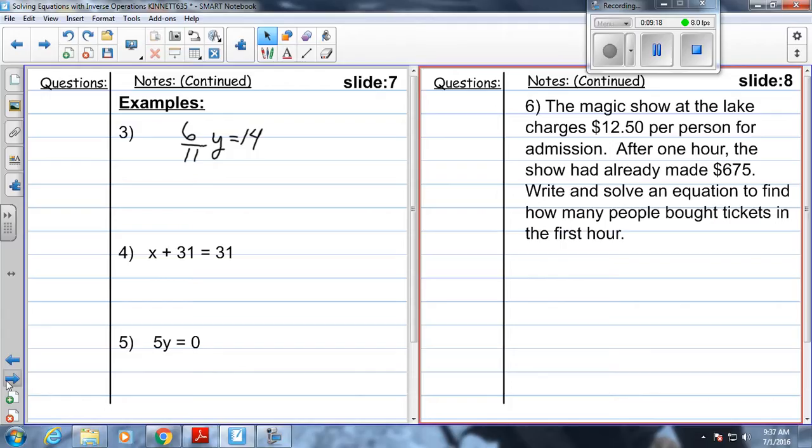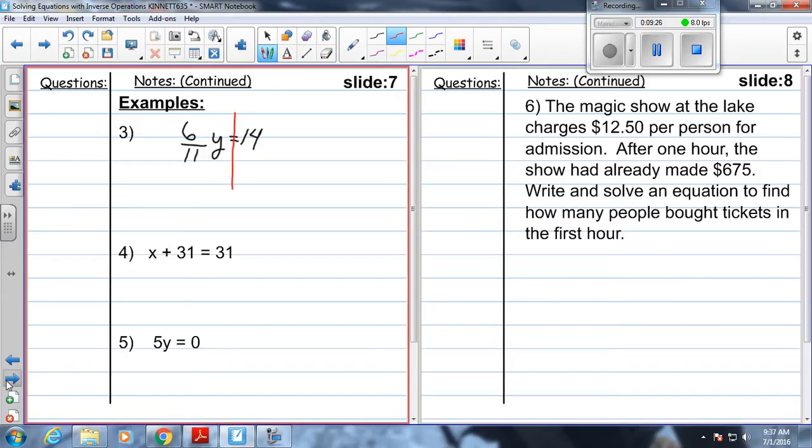Okay, welcome back, I believe. These are our last 2 slides, so I'm going to show these last 3, 4, and 5, and then we'll go over the word problem number 6. So on number 3 here, we draw our vertical line, and we can make 6 over 11 go away using the multiplicative inverse. That's that fancy word for reciprocal.